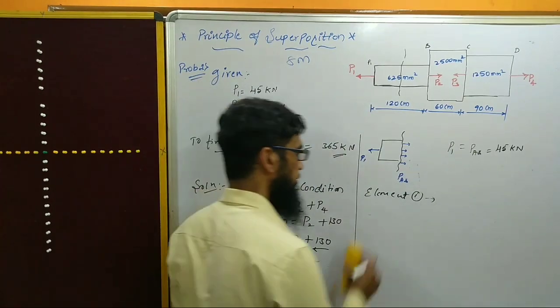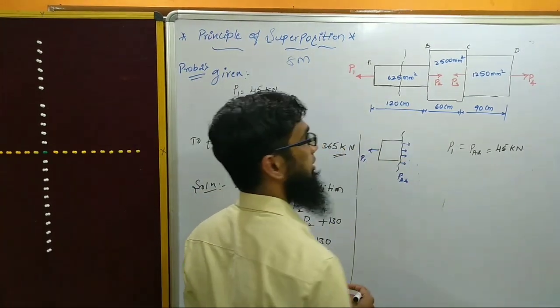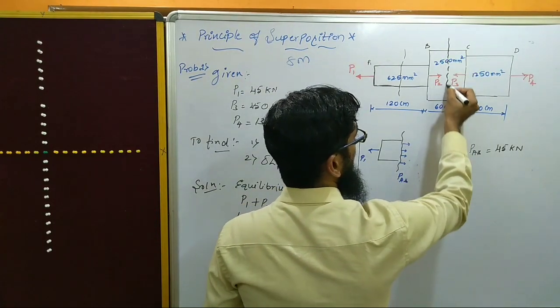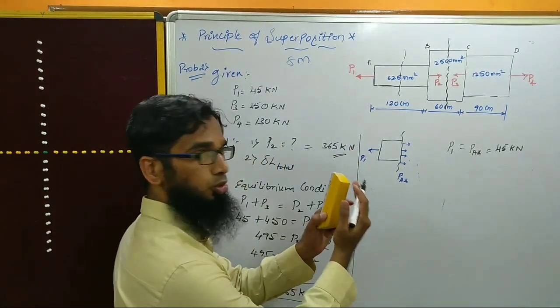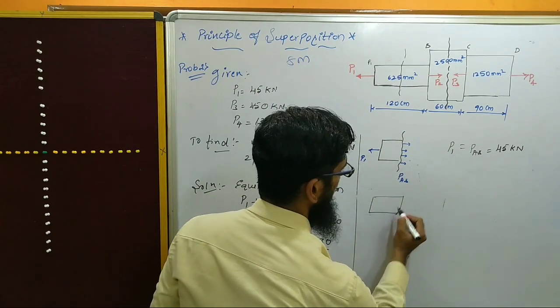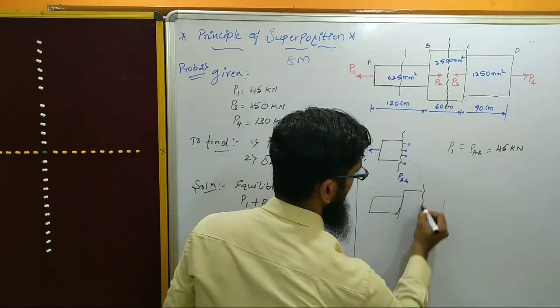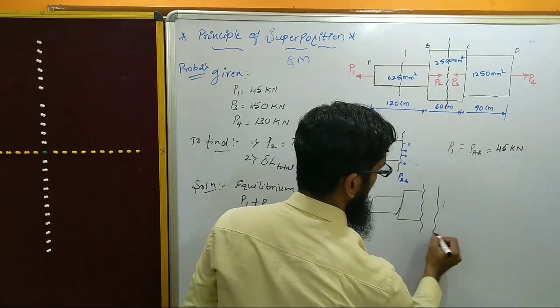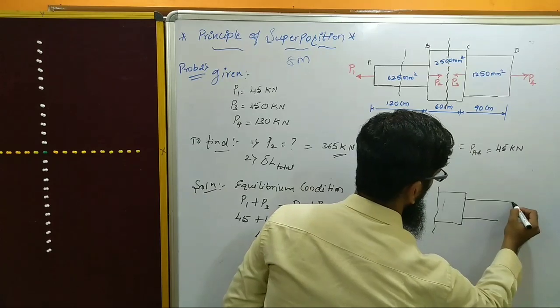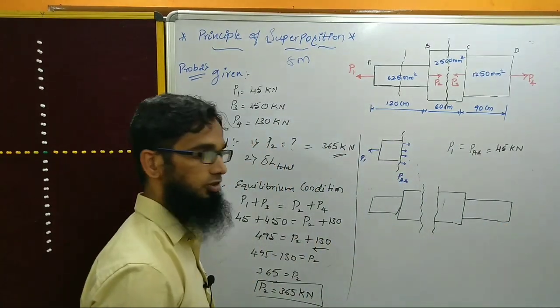Similarly, I will go for the second element. So for the second element, again I need to take the section somewhere here like this. Now again two parts will be there. So this is the element one completely. So this is the second part. So something like it will be there. I hope you are getting this one.